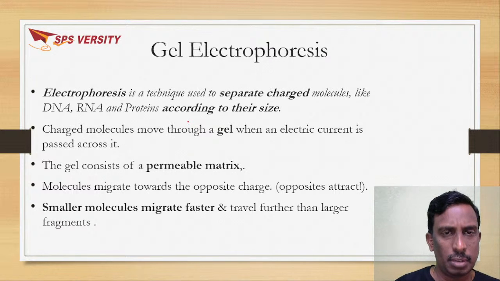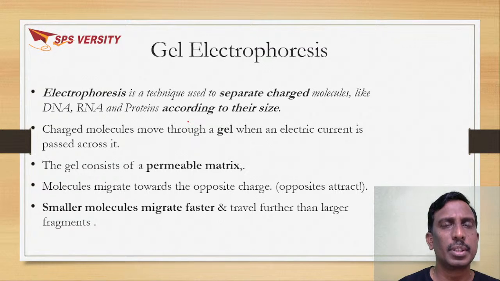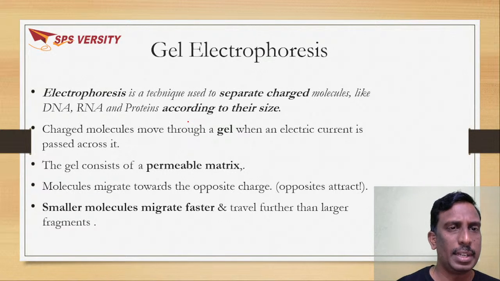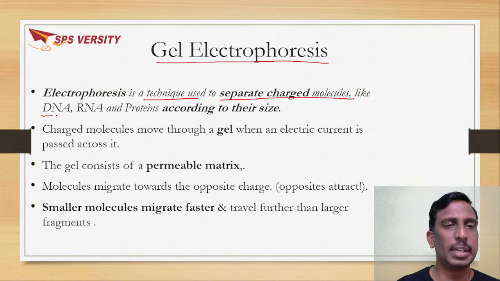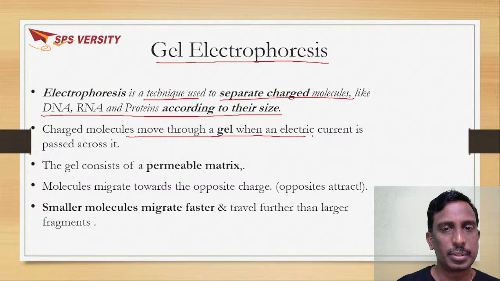So when you come to this DNA fingerprinting technique, there are many methods used. One is gel electrophoresis. What is gel electrophoresis? It is a technique used to separate charged molecules. By using this gel electrophoresis, we can separate DNA, RNA and proteins which have charge, according to their size. And these charged molecules will move through the gel when electricity is passed, towards the opposite charge. So here smaller molecules will migrate faster than larger fragments.